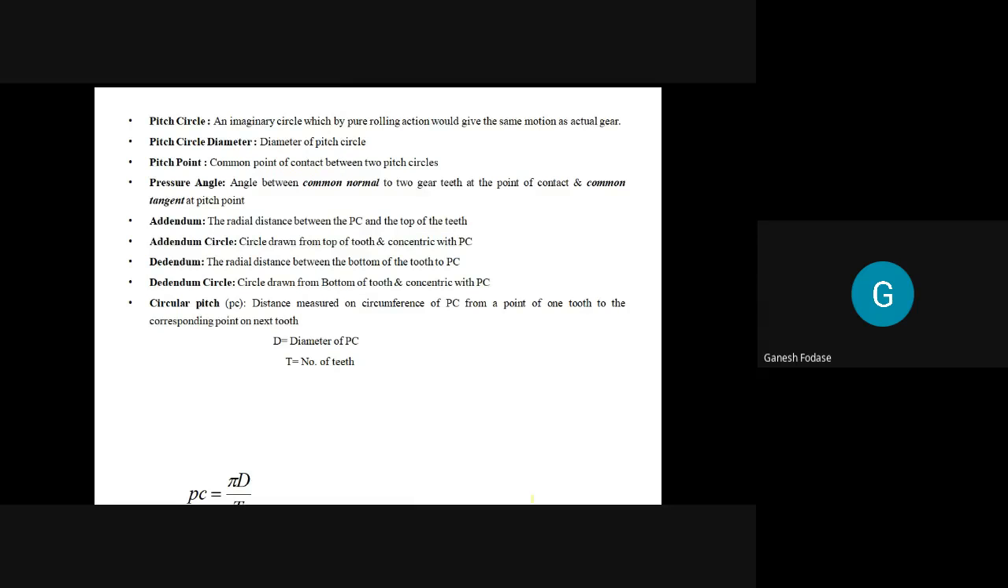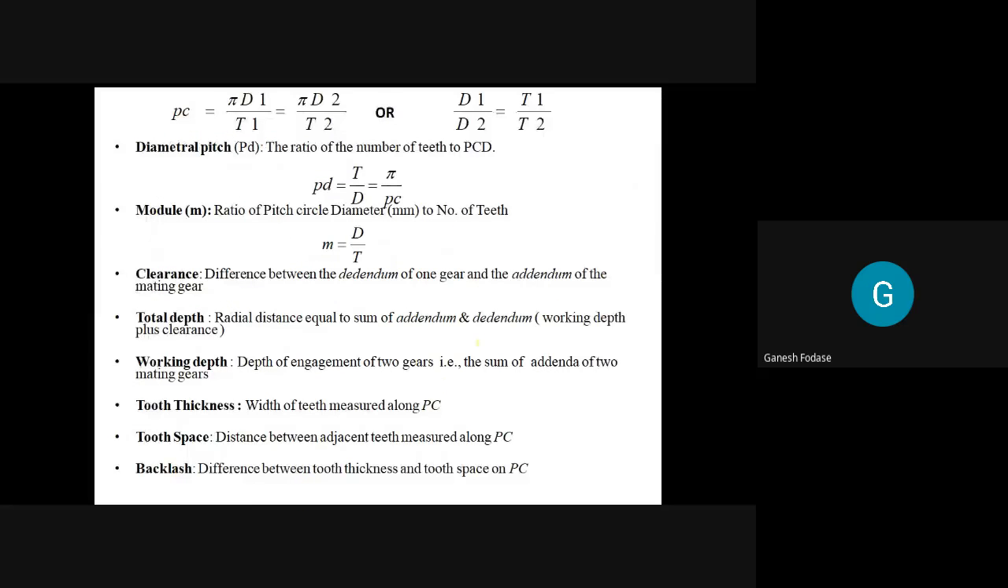Along with these terms, we also define some formulas, like circular pitch. Already we defined what circular pitch is. It is the distance between corresponding points on adjacent teeth when measured along the pitch circle. Mathematically, circular pitch is equal to pi d by t. This is the formula, and d by t is the module. So it is nothing but pi into m. Circular pitch is equal to pi into module. That is the formula.